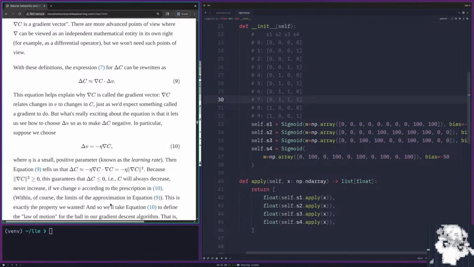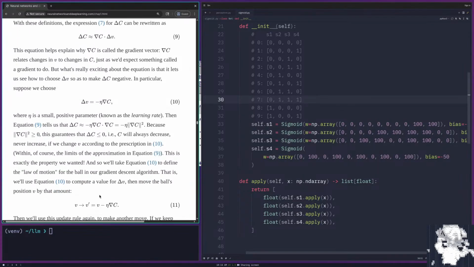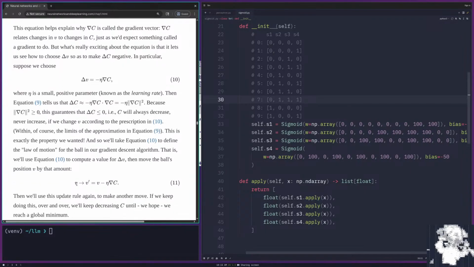Within, of course, the limits of approximation in equation 9. This is exactly the property we wanted, and so we'll take equation 10 to define the law of motion for the ball in our gradient descent algorithm. That is, we'll use equation 10 to compute a value for delta V, then move the ball's position V by that amount. So V goes to V prime, and V prime is equal to V minus eta times grad of C. Then we'll use this update rule again to make another move. If we keep doing this over and over, we'll keep decreasing C until, we hope, we reach a global minimum.